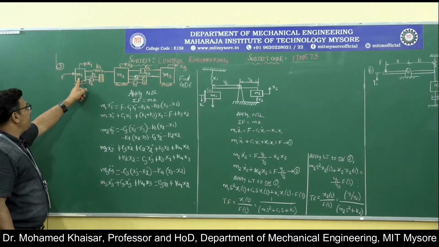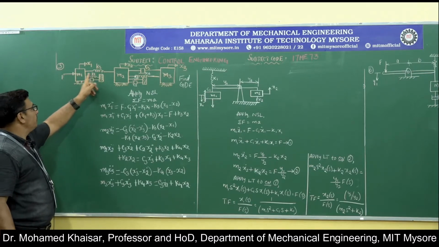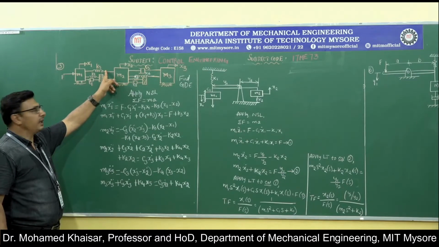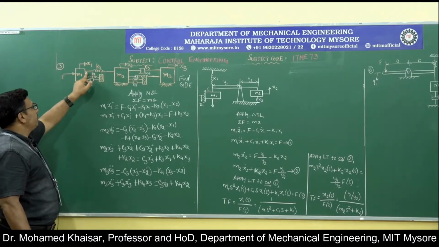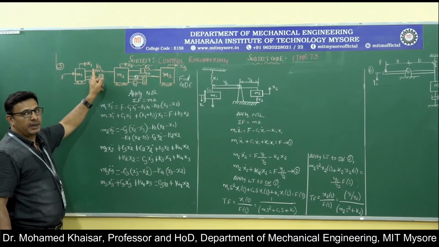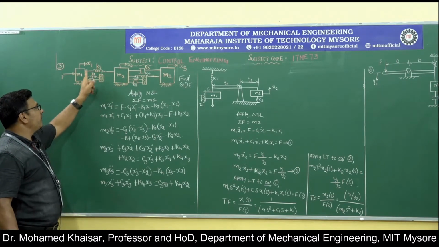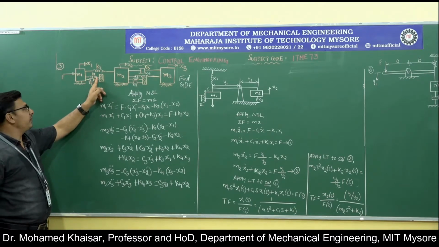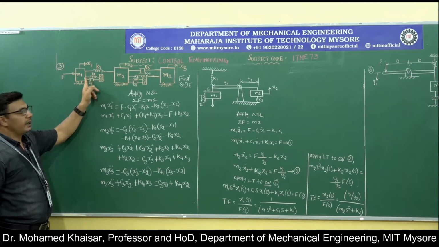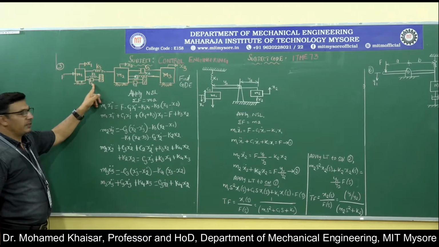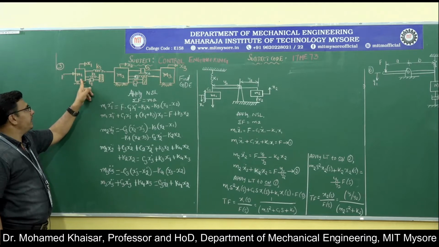Mass m1 is connected to the spring K3 with spring stiffness K3, and the spring K3 is connected to both m1 as well as m2. Then there is a spring with stiffness K1, connected to only m1, and there is a damper with damping coefficient C1 which is connected to only m1.